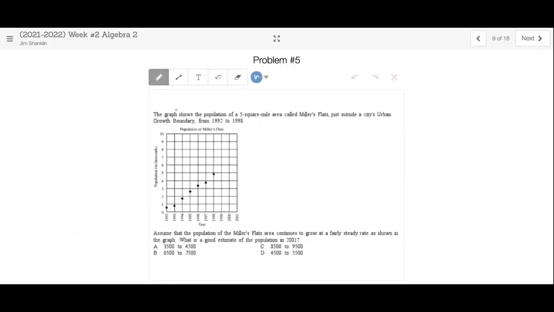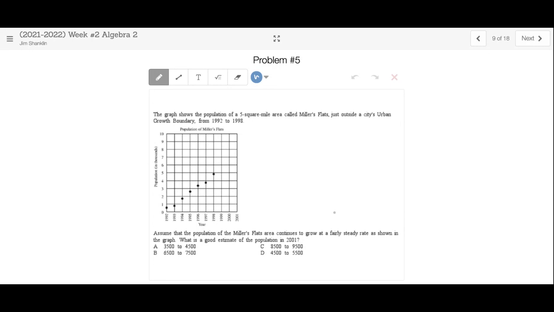All right, number 5. It says the graph shows a population of a 5 square mile area called Miller's Flats, just outside a city's urban growth boundary from 1992 to 1998. Okay, so here it is. This is year. This is the population in thousands. Assume that the population of the Miller's Flats are a continuous growth at a fairly steady rate as shown in the graph. What is a good estimate of the population in 2001?